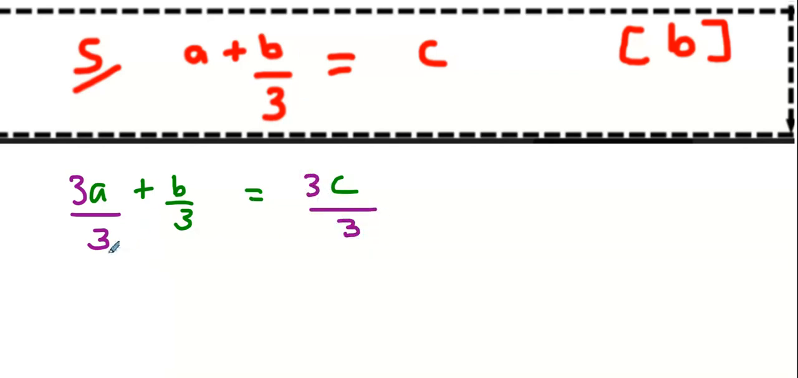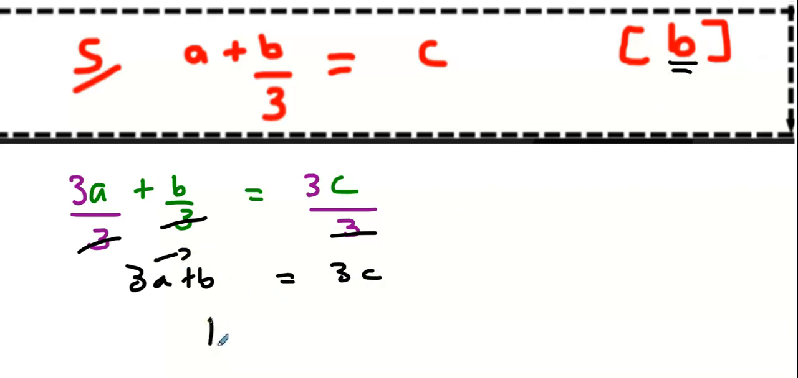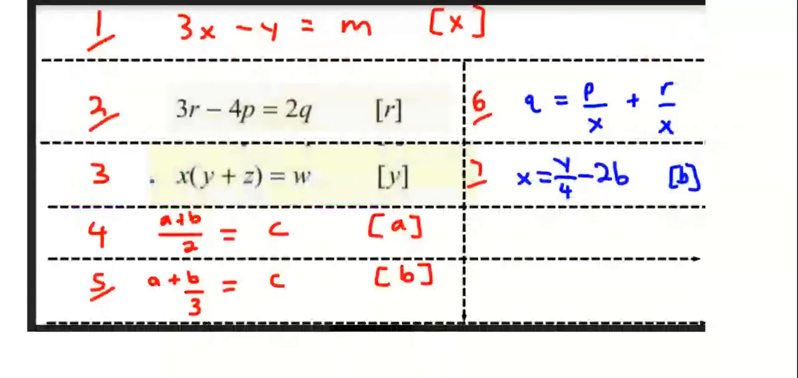And now what will happen next is the 3's will all cancel, and we're going to be left with 3a plus b equals 3c. We want the b on its own, so if we transfer the 3a from the left side to the right side, we're going to get 3c minus 3a, and that's what your b value is. Okay, next thing we're going to look at is question 6.